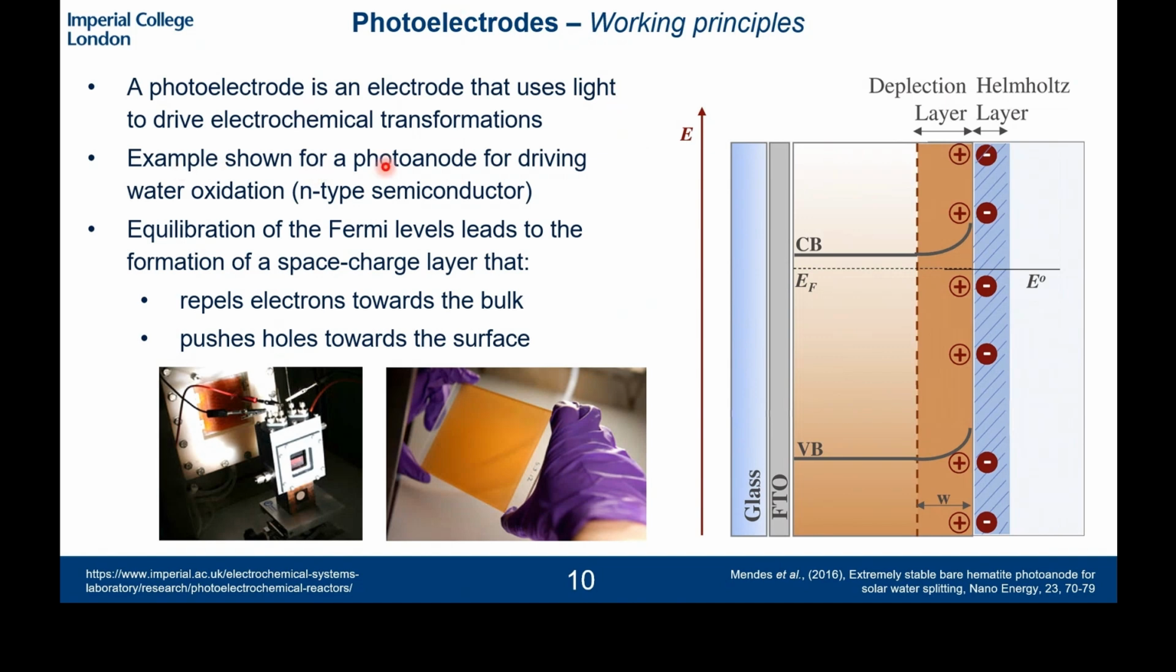Okay, so here I show an example for a photoanode. The photoanode can drive oxidation processes, and photocathodes can drive reduction processes. I'm just showing an example here for a photoanode because most metal oxides form photoanodes, given their N-type semiconducting nature. But you can easily just reverse whatever I say coming up for a P-type photocathode material.